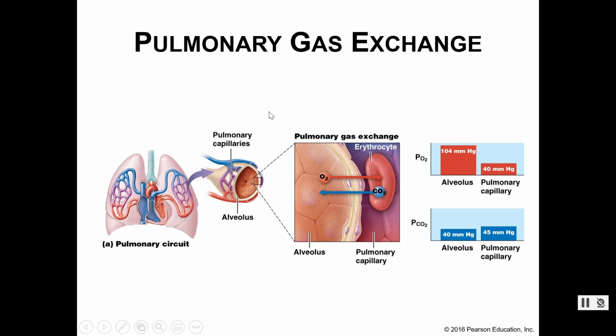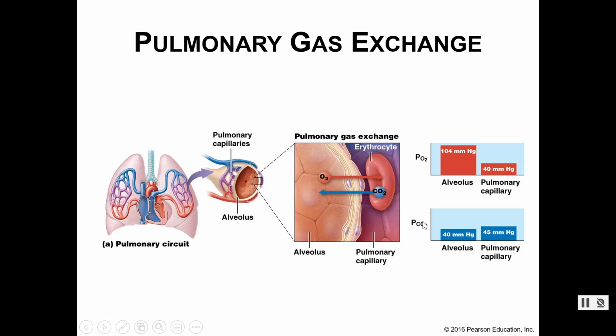And just one more time, we're going to keep pounding it in, y'all. We're going to get it. So you can see the partial pressures for oxygen. It's higher in the alveoli compared to the capillary. So where do we move? We move from the alveoli into the blood of the capillary.